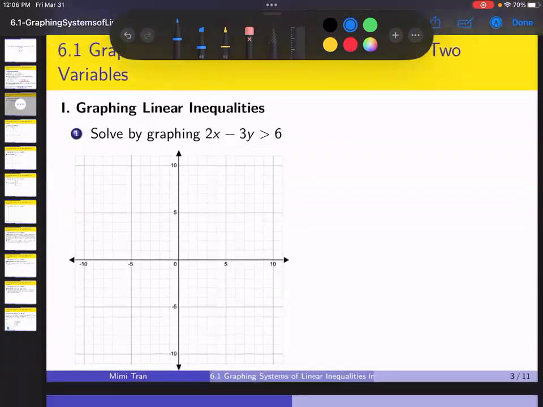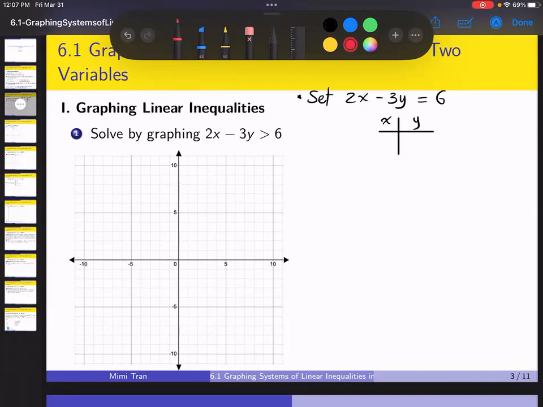Let's graph this one. My first step is to set 2x minus 3y equals 6. Why do I do this? Because I need to come up with a line, right? Your function is in the form ax plus by equals c, so my best method will be a table method.